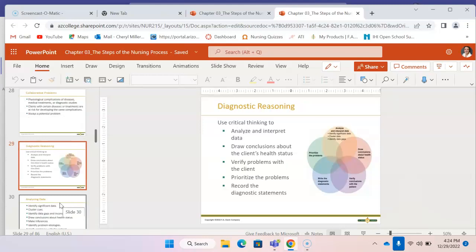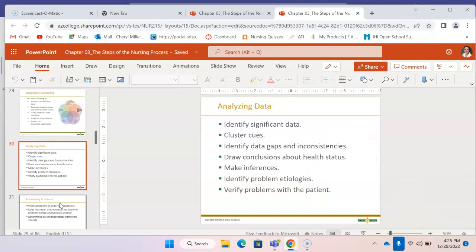So diagnostic reasoning, you're using critical reasoning, critical thinking to analyze and interpret the data, draw a conclusion about what the health status is, verify the problem with the client, prioritize the problem, airway, breathing, circulation, which is first. Discharge instructions are probably not going to be first. And then record your diagnostic statement.